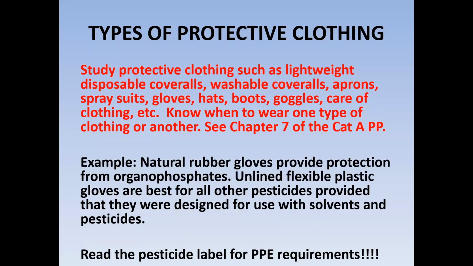Okay, I want you to study protective clothing, such as lightweight disposable coveralls, washable coveralls, aprons, et cetera. So I want you to go into chapter 7 and review the category A PowerPoint very closely. You'll need to know about protective clothing. For example, natural rubber gloves provide protection from organophosphates. Unlined flexible plastic gloves are the best for all other pesticides, provided they were designed for use with solvents and pesticides. Make sure you read the label for PPE requirements.